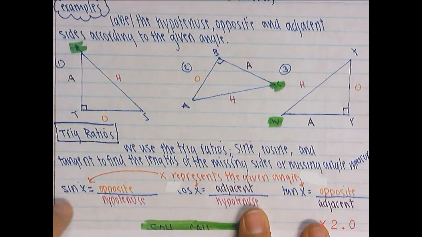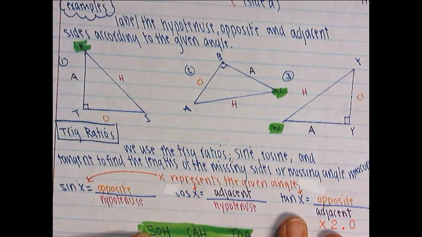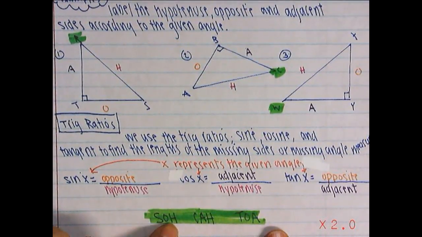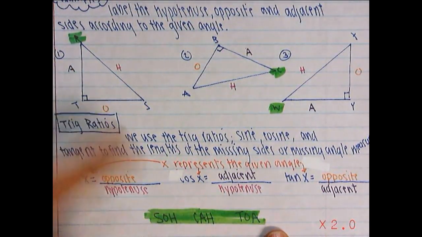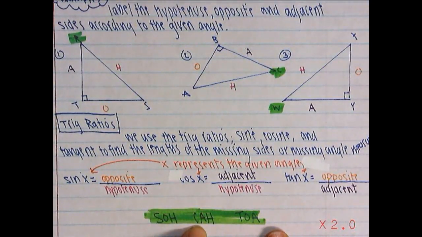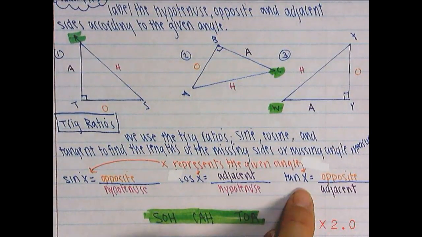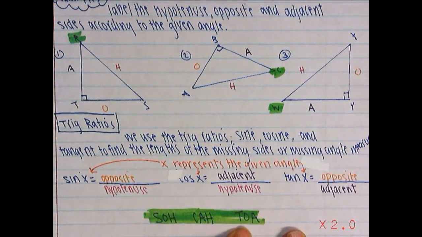For sine, we look for the opposite side of whatever that given angle is, and we write it as a proportion. We put it over the hypotenuse. So opposite over hypotenuse, and we think of that as SOH. Cosine we think of as adjacent over hypotenuse. So you identify your adjacent side and put it over the hypotenuse, and we think of that as CAH. And then tangent, we identify our opposite side and put it over our adjacent side, and we think of that as TOA.